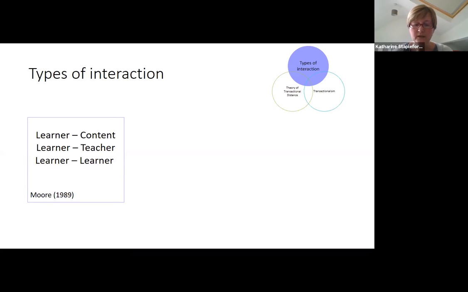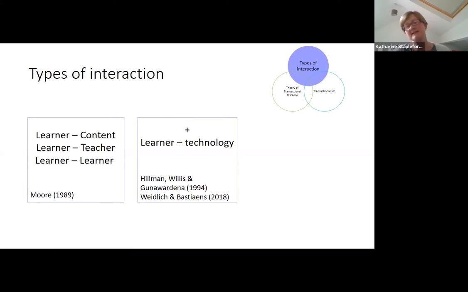experience. So later on, in line with advances in digital technology, the interaction between learner and technology was added to Moore's three types. Now, this could be considered as a mediator of the other three types of interaction rather than a type in its own right, because in distance learning, all interactions happen with some sort of mediating technology. And that's true, but I found in my study that learners do interact with technology in itself as a resource or as a learning tool, as well as a mediator for the other types of interaction. So I would consider it a fourth type.